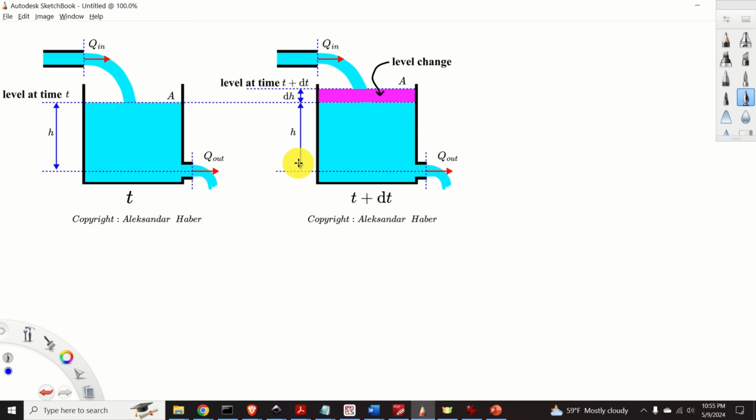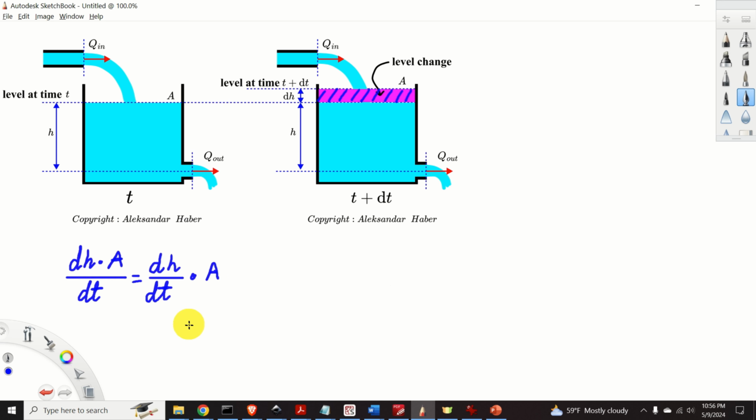The rate of change of the fluid volume during this time instant is dh multiplying A. This is actually the volume whose cross-section is given over here. And since we're looking into the rate of change, we need to divide this by dt. This is equal to dh over dt multiplying A. Now, what is dh over dt?